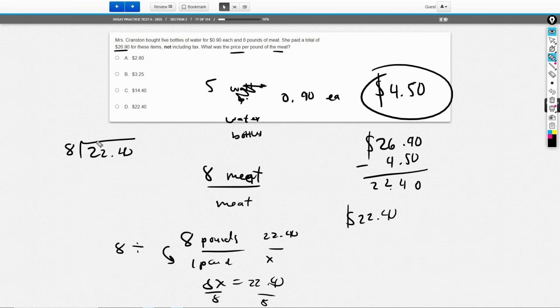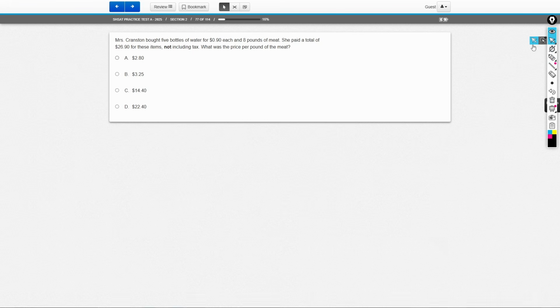So here 8 goes into 22, let's say 2 times, we get 16. What's left over? 6 is left over. We move this decimal point up here and we drop down the 4 to get 64. 8 goes into 64 8 times. And we're left with 2.8. In dollars, that's $2.80. We just add an extra 0 there. And that's going to get us choice A for the price of the meat.